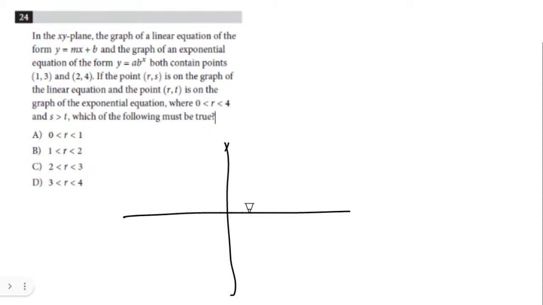So they say 1, 1 and 3 here, and 2, let's say 4. 4 here. Wait a minute. Let me clear this part. Okay. So I know that these 2 points are both on my linear function and both on the exponential, right?